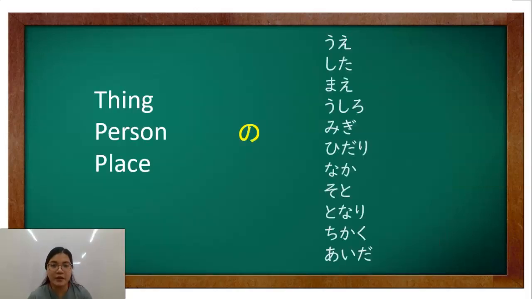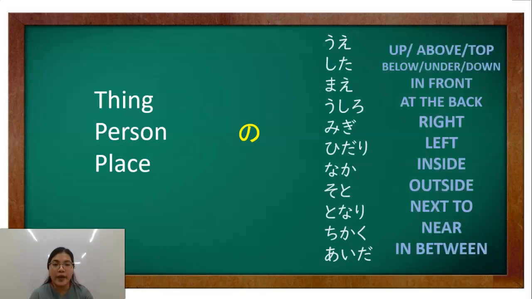Okay, so sentence pattern is thing, person, or place no ue, shita, mae, ushiro, migi, hidari, naka, soto, tonari, chikaku, aida. Okay, so this is an adverb of place. Okay? So, ue means up, above, top. Okay, taas, itaas. Okay? Shita means below, under, or down.